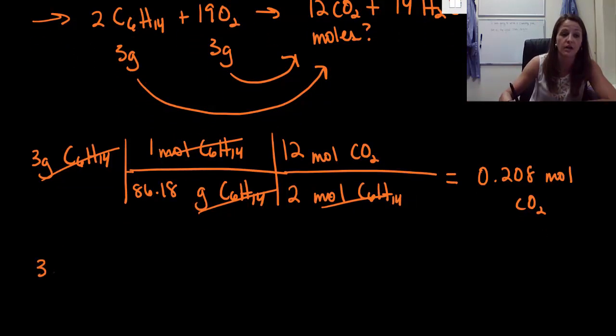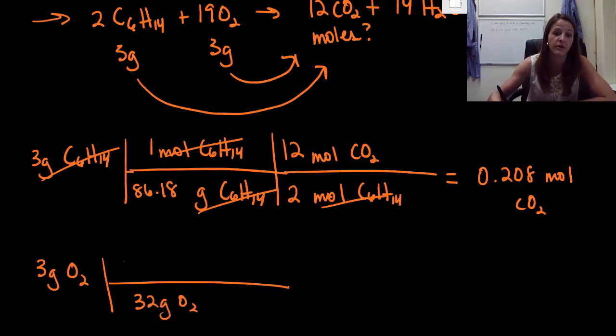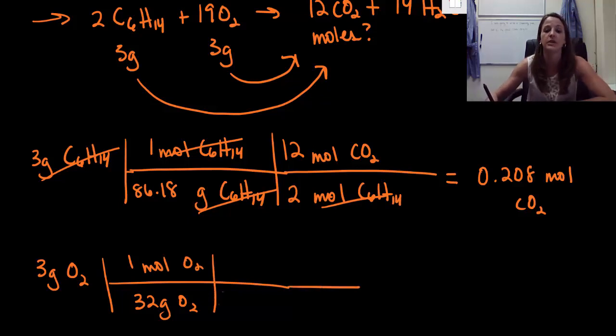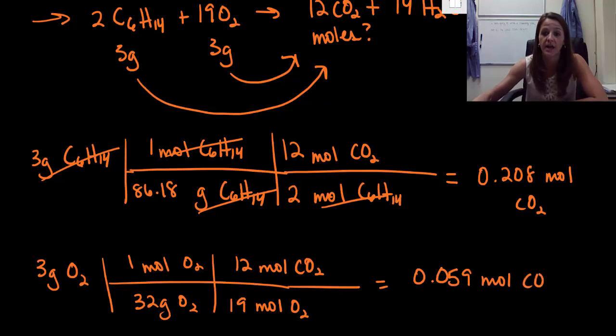All right, so now we can do the exact same process, but for oxygen. So we know we start off with 3 grams of oxygen, and right now we're just trying to determine how many moles of carbon dioxide 3 grams of oxygen could theoretically produce. So we need to use our molar mass of oxygen. We know we have about 32 grams of oxygen per every 1 mole of diatomic oxygen. We look at our chemical equation, and we can see we have 19 moles of oxygen per every 12 moles of carbon dioxide. So we use that mole to mole ratio again. Now, if we solve this out properly, we get an answer of 0.059 moles of carbon dioxide.